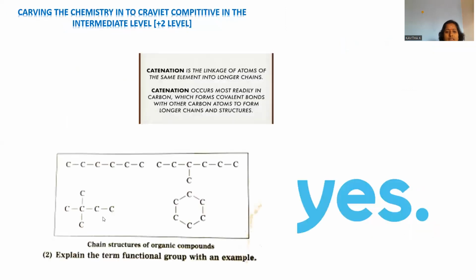Let's see which is the correct answer. First, what is catenation? Catenation is the linkage of atoms of the same element into longer chains. If you see carbon, its own atoms can be linked in a straight chain, branched, or complex branched form, and cyclic form as well. All these are typical examples of carbon's catenation property. Yes, it will give catenation.